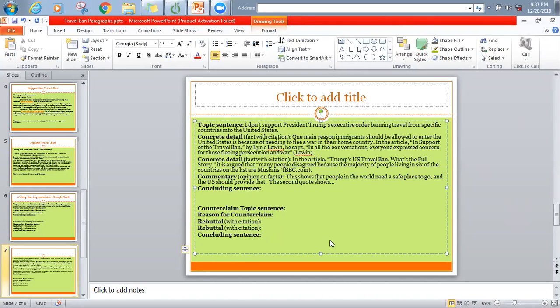So how might you fill that in here? What does this second quote right here show? The one that says, many people disagreed because the majority of people living in 6 of the countries on the list are Muslims. What does that show? Are we stuck?